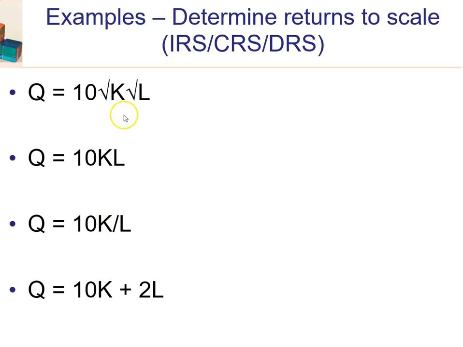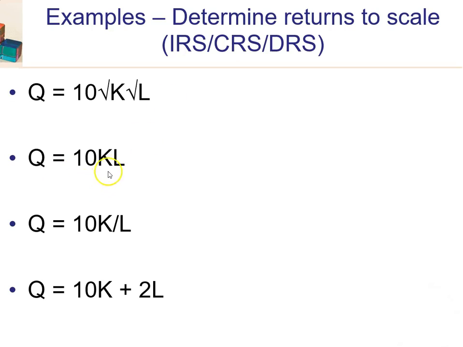Okay, so let's work through a few examples to illustrate how we would use this alpha plus beta adding up to get gamma in order to determine the returns to scale. In this first example, we have 10 times K to the square root times L to the square root. Well, this has an alpha and beta of 1/2 each. So adding those up, you get 1. So since gamma equals 1, this is a constant returns to scale function.